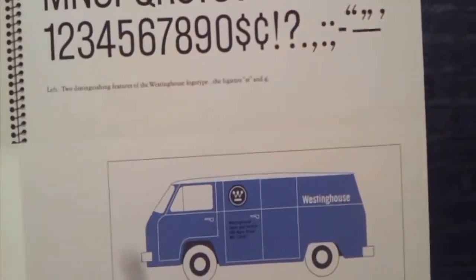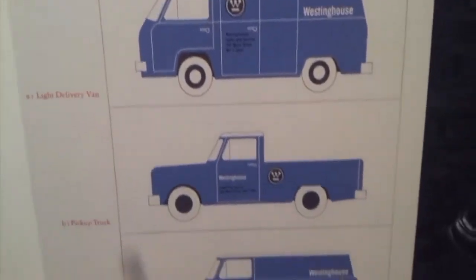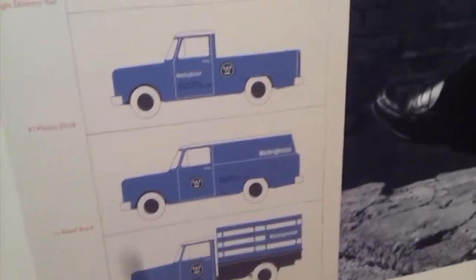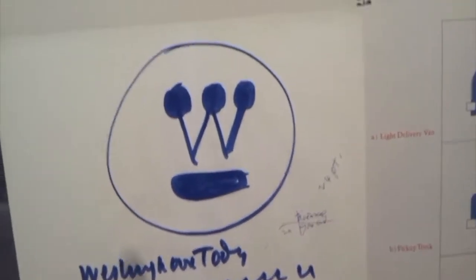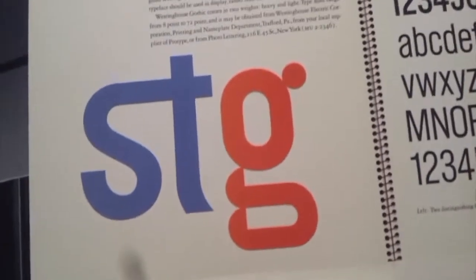That's him. Not sure, maybe when he was younger. And typography, he was a master of type. The Westinghouse logo he's famous for. This one is one of the top logos he created. And this must be a sketch for the Westinghouse logo. That's awesome. And another one for another company.